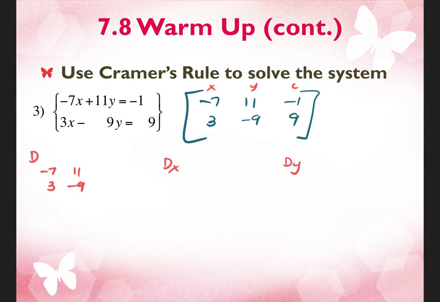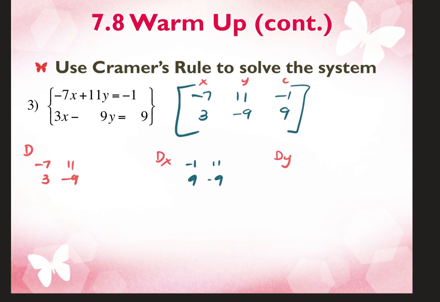D of x, we take out the x's from that first column and we put in the constants, and we keep the y where it is. D of y, we leave the x's where they originally are. We take out the y's and replace them with the constants. Then I do the fish 3 times, yes. Okay, -9 times -7 minus 3 times 11. 63 minus 33, which is 30.